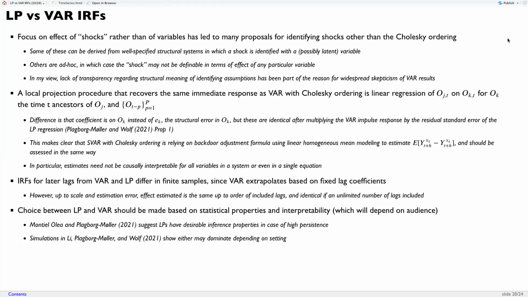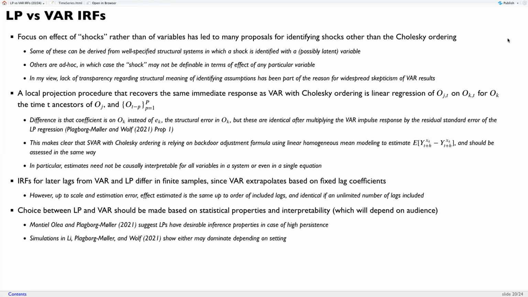This led to a focus on the effects of shocks rather than the effects of variables, the U_t's rather than the X_t's. And so there are a lot of proposals other than Cholesky ordering that people used, some of which were derivable from well-specified structural systems and some of which weren't. And so a lot of ad hoc identifying assumptions were used, based on parametric models with no clear relationship to structural models, which led a lot of people for many years to not trust VAR results very much at all.